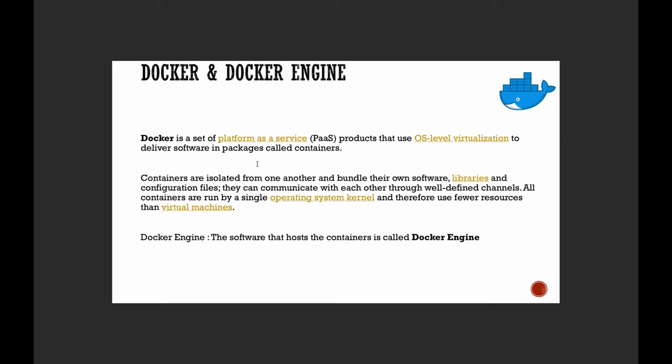So containers are isolated. We can have a lot of containers, one for DB, one for front end, back end, etc. For everything, we can have a separate container, and they are isolated from each other by the namespaces, and they can be bundled to have your own software or application running, like whatever are the dependent libraries and configuration files needed for your application, you can put in the Docker container, and they can communicate via well-defined channel. So all the containers may be running a single operating system kernel, and therefore use very few resources.